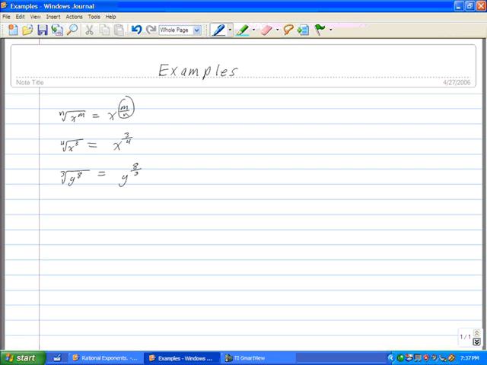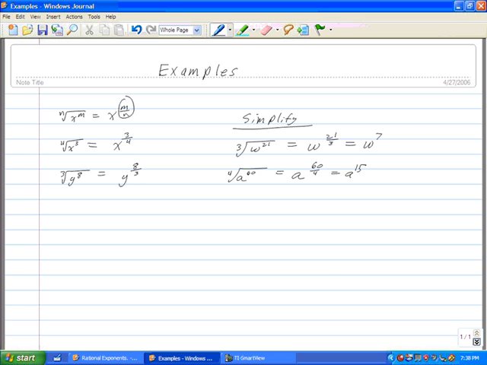Now let's see how this helps us simplify. Now under simplify, let's see what we can do with this. If I had the third root of w to the 21st power, I could rewrite this as w to the 21/3, which reduces to 7, and I'm simplified. If I had the fourth root of a to the 60th power, I could rewrite it as a to the 60 over 4, which simplifies to a to the 15th.